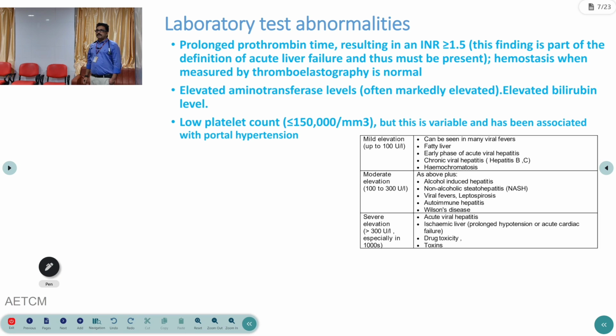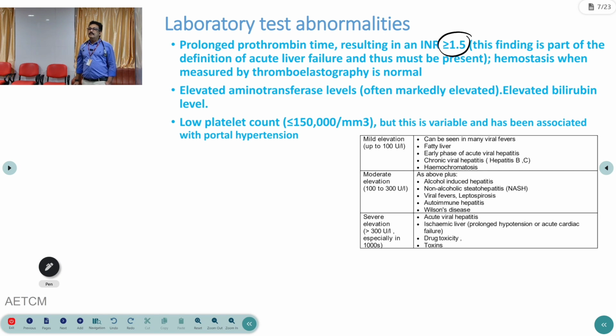Now, laboratory abnormalities. The most important laboratory abnormality seen in liver failure is related to the functional part of the liver. Okay, that means the liver produces all the coagulation proteins in our body. So, if coagulation proteins are not produced by the liver because of the liver injury or liver failure, you can see INR will be slowly elevating. Panic level will be more than 1.5.